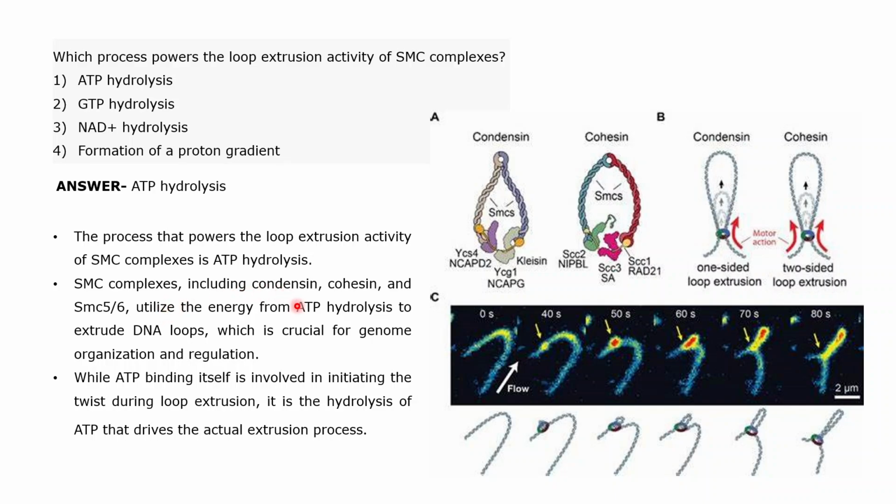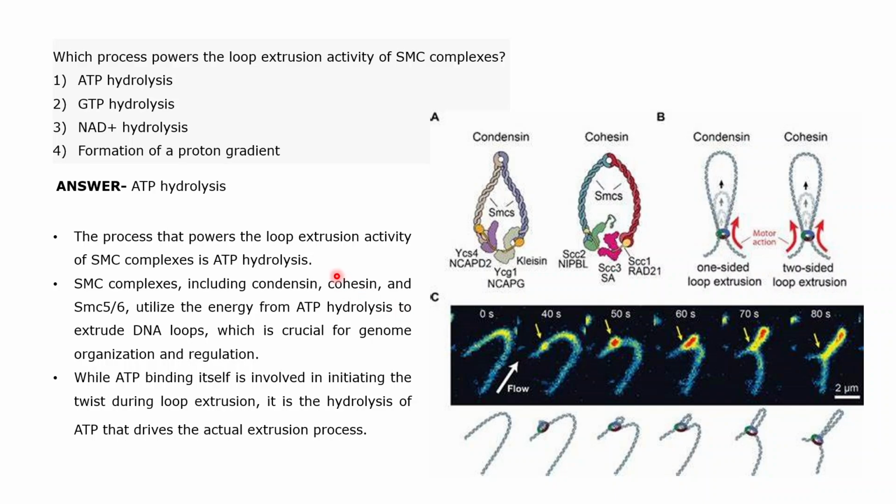The SMC complexes, including condensin, cohesin and other proteins like SMC5/6, utilize the energy from ATP hydrolysis to extrude DNA loops, which is crucial for DNA organization and regulation, as well as DNA compaction or condensation. While ATP binding itself is involved in initiating the twist during loop extrusion, it is the hydrolysis that drives the actual extrusion process. Binding initiates the process. However, in order to make the loop extrude out, ATP hydrolysis needs to happen. So one is ATP binding, and another is ATP hydrolysis. ATP hydrolysis actually powers the loop extrusion. You need to keep that in mind.